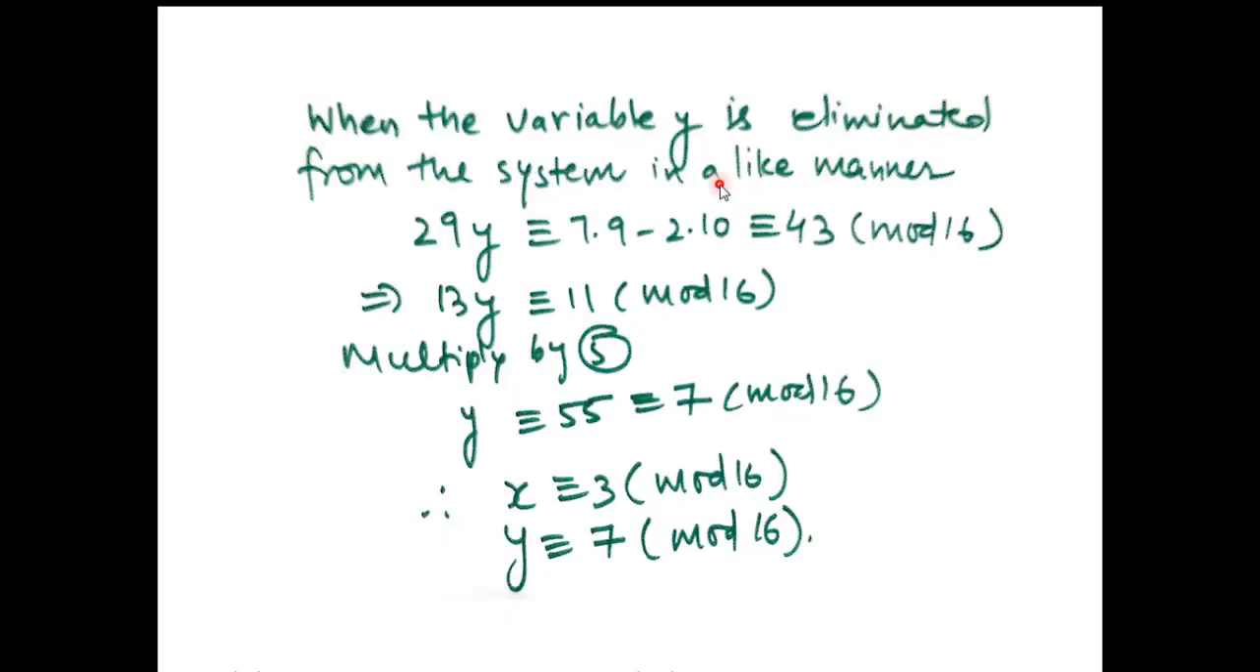When the variable y is eliminated from the system in a similar manner, we get 29y is congruent to 43 modulo 16. So this implies that 13y is congruent to 11 modulo 16. If we multiply by 5, we get y is congruent to 55, which is congruent to 7 modulo 16. Therefore, x is congruent to 3 modulo 16 and y is congruent to 7 modulo 16.